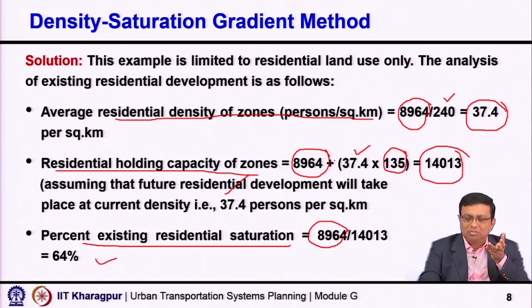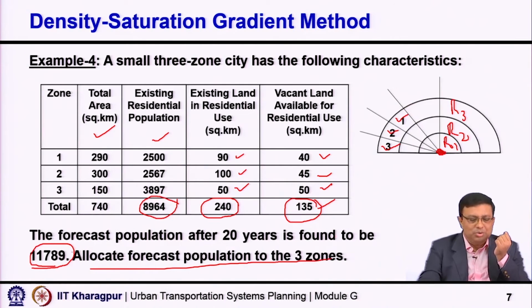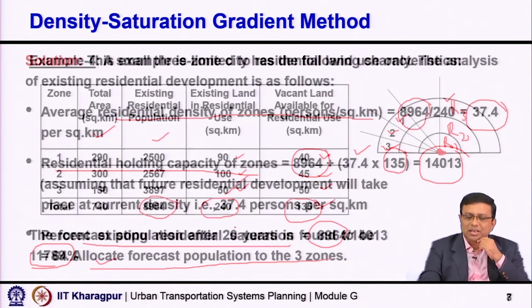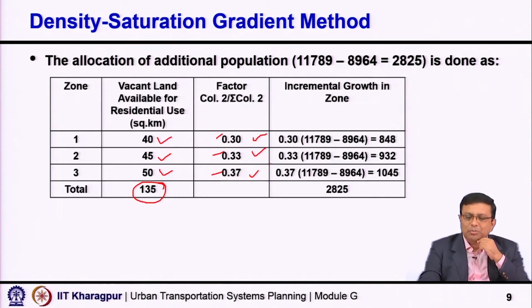The total difference is how much? Present 8964 and we want 11789. So, 11789 minus 8964, that is the additional population to be taken, and it will get distributed in proportion, right. So, 30% will go to zone 1, 33% will go to zone 2 and 37% will go to zone 3. Like that we can say how the remaining population will get distributed.